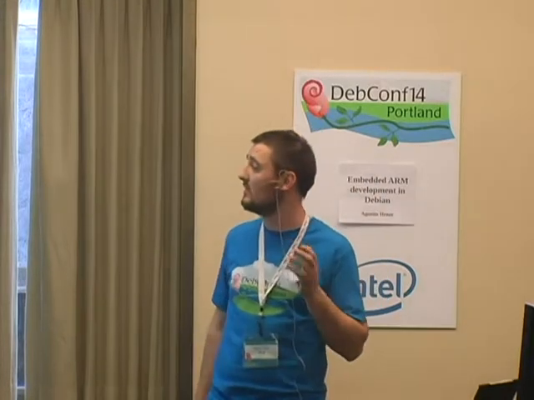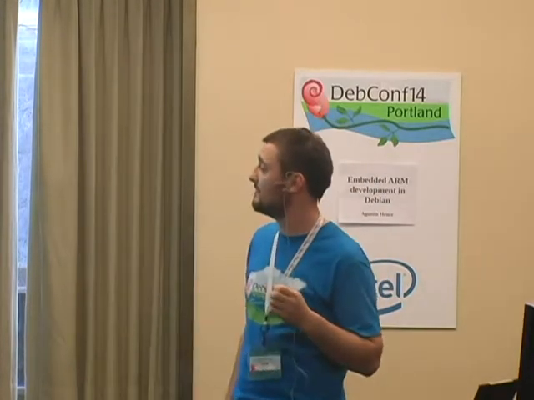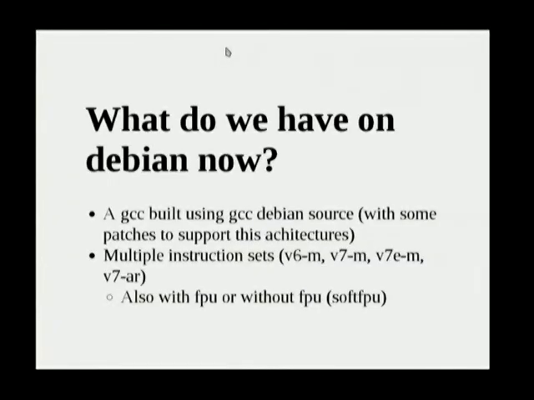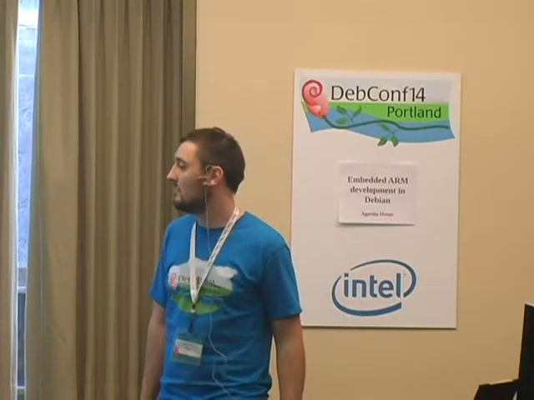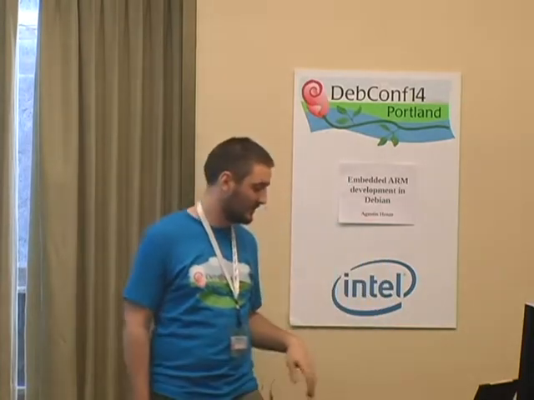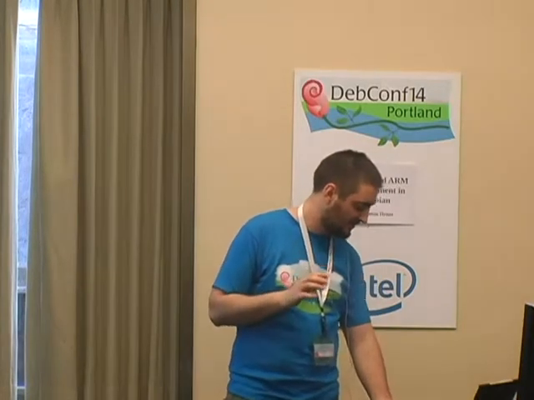What do we have on Debian now? The GCC build is from the GCC Debian source with some patches applied to support the architectures that I mentioned before. This toolchain supports multiple instruction sets, ARMv6-M, ARMv7-M, ARMv7E-M, etc. And also with FPU or without FPU. It depends on the combination. It depends on the chip that you have.